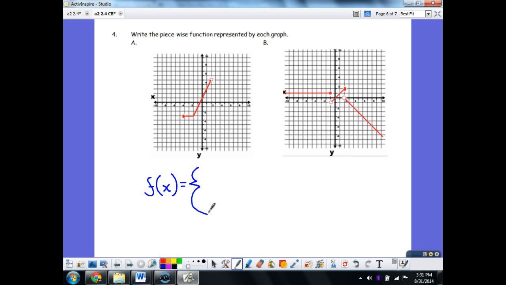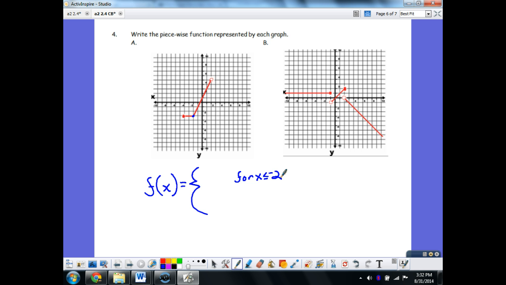So, in this case, we have this left piece, and you'll notice how it stops at -2. Now, if there's no circle there, you can either include -2 with this piece or with this piece. I'm going to choose to include it for this piece. x is less than or equal to -2.